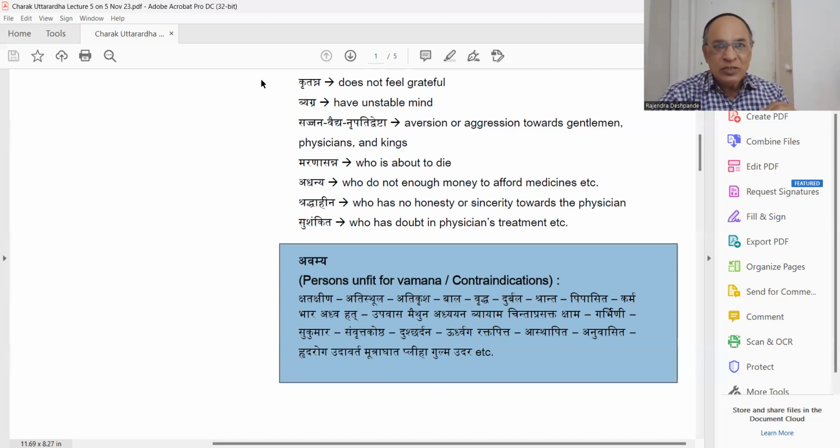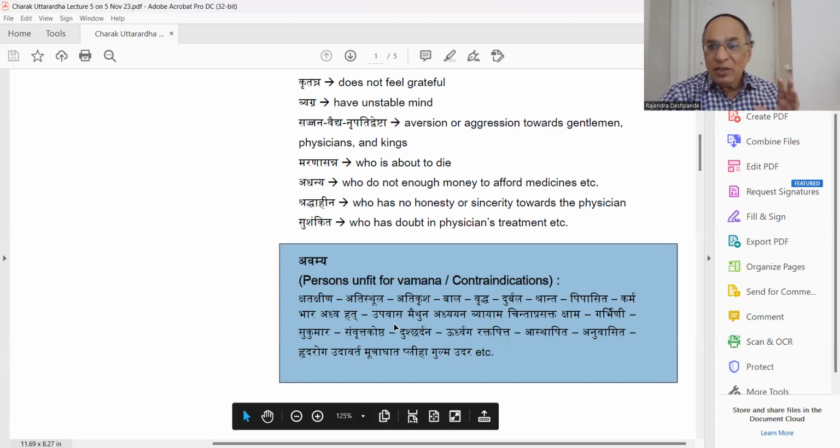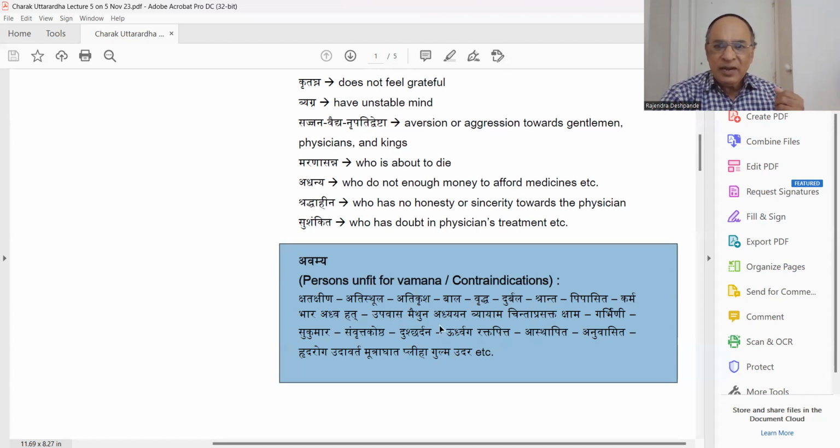Then Upavasa, who is doing the fasting. Then Maithuna, a lot of sexual activity, that also makes the weakness. Then Adhyayana, too much learning, too much intellectual brain work. They are also getting brain tiredness. Then Vyayama, Chinta Prasakta, tensions, Garbhini, pregnant women, don't give Vamana.